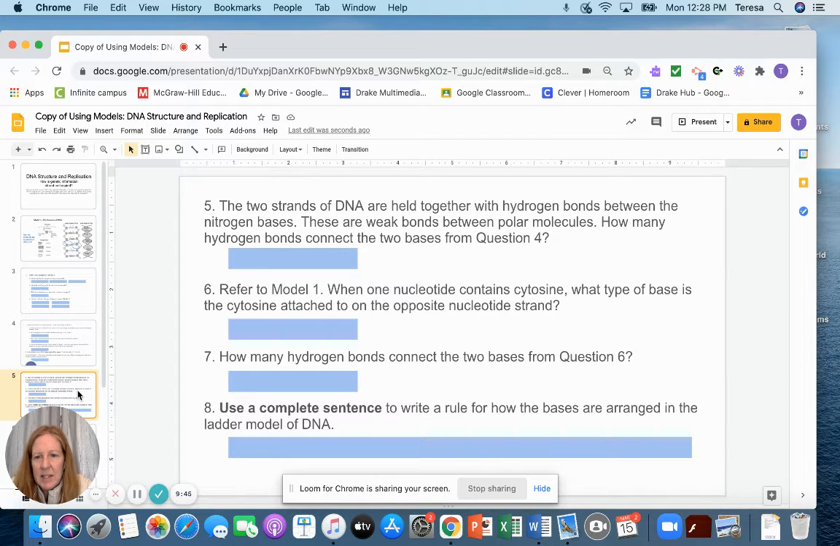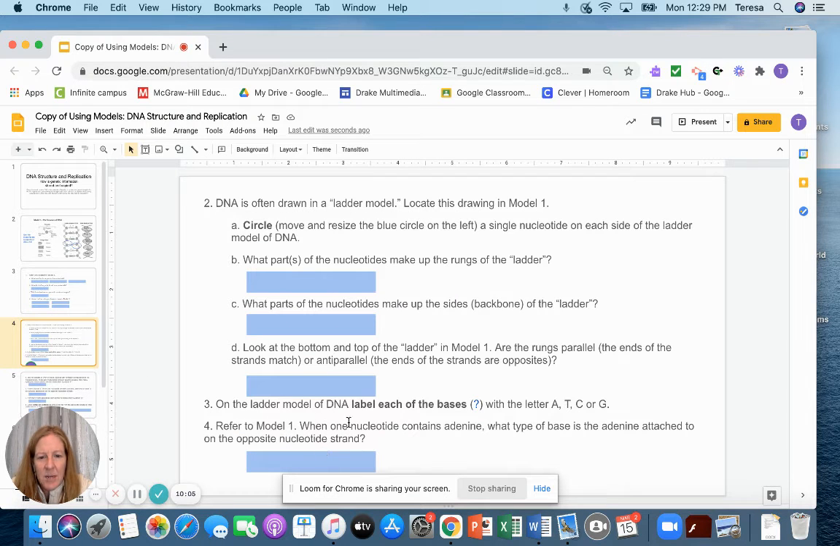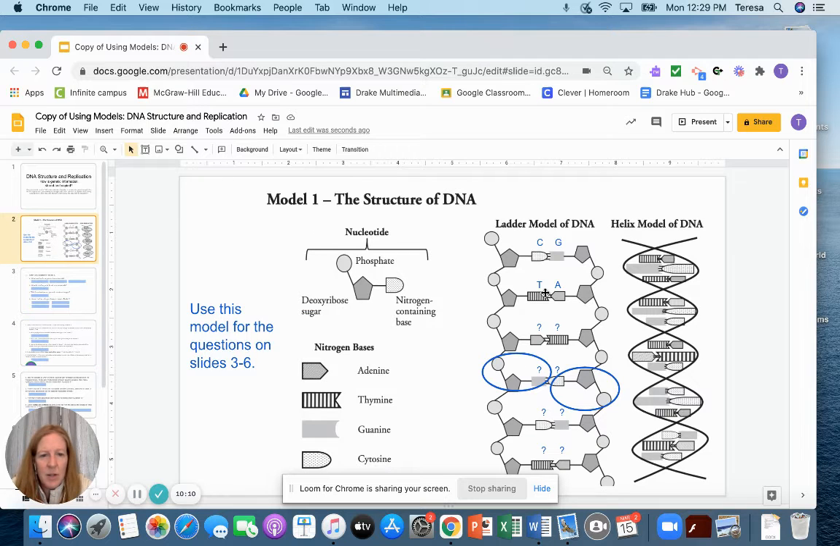Then we're moving on to slide 5 and question number 5. It says the 2 strands of DNA are held together with hydrogen bonds between the nitrogen bases. These are weak bonds between polar molecules. How many hydrogen bonds connect the two bases from question 4? Okay, well, question 4, remember this was looking at adenine and thymine. So I want to know how many hydrogen bonds are there between adenine and thymine.